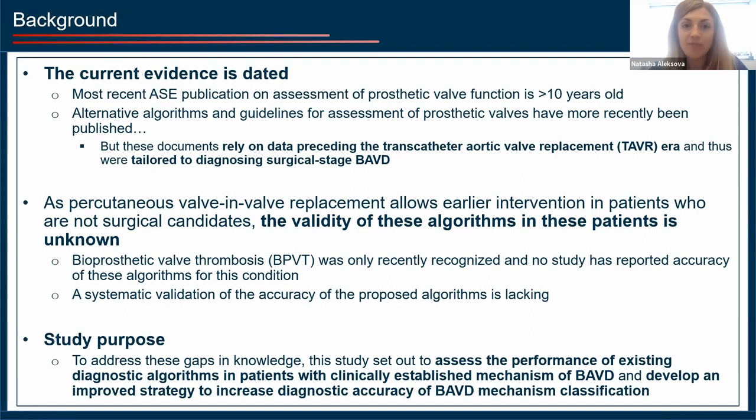As percutaneous valve-in-valve replacement allows earlier intervention in patients who are not surgical candidates, the validity of these algorithms in these patients is not really known. Importantly as well, bioprosthetic valve thrombosis was only recently recognized, and no study has reported the accuracy of these algorithms for this condition. So the purpose of this study was to address these gaps in knowledge and do it in two ways.